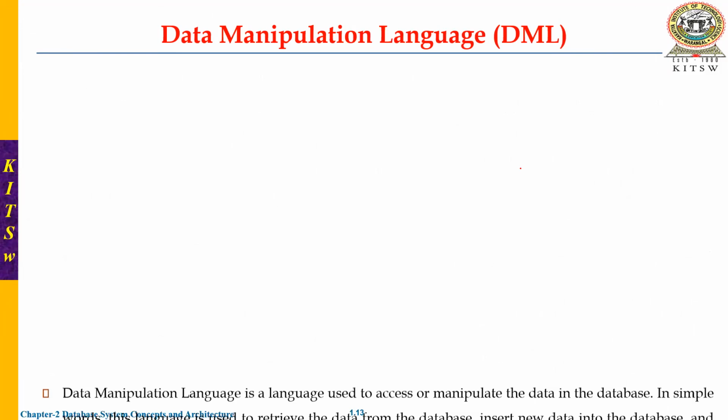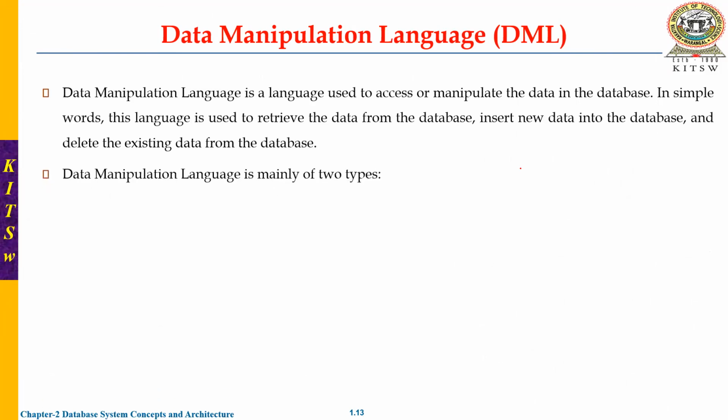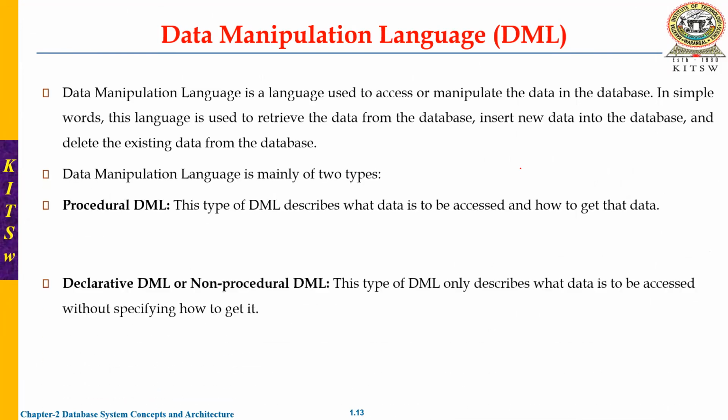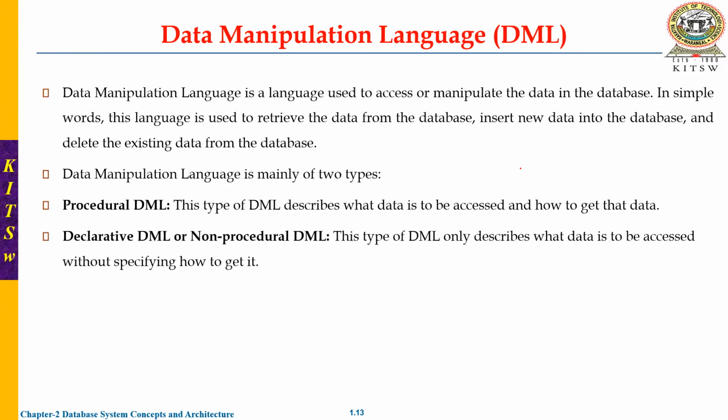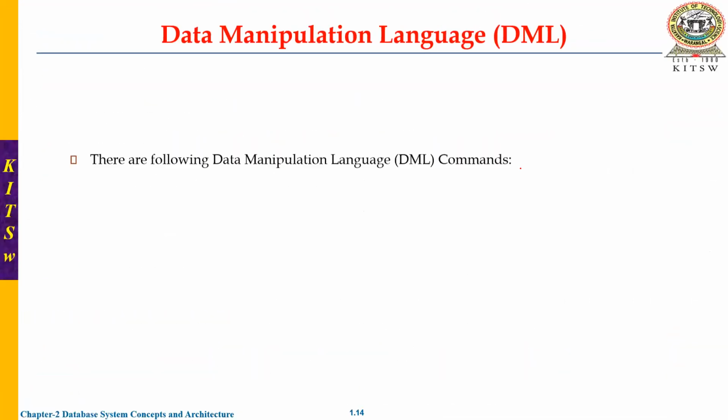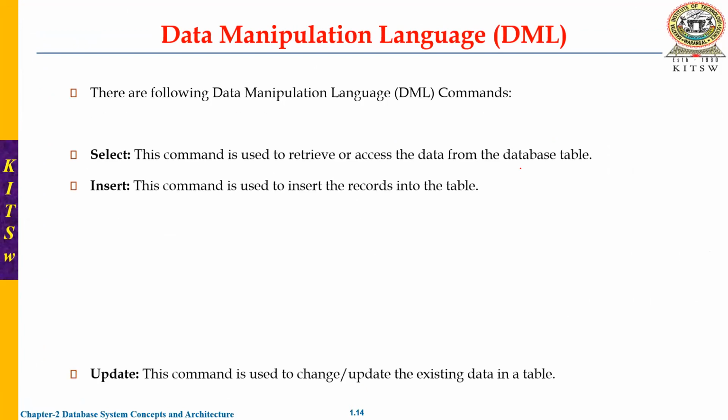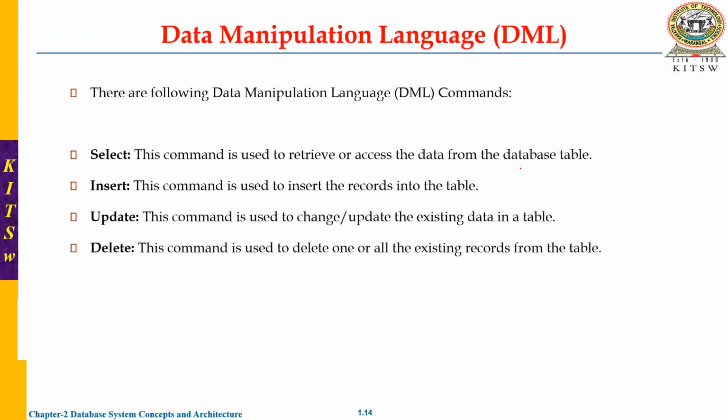Data manipulation language. Data manipulation language is mainly of two types: procedural data manipulation language and declarative data manipulation language. Procedural DML describes what data is to be accessed and how to get the data. The declarative DML, or non-procedural DML, only describes what data is to be accessed without specifying how to get it done. In the data manipulation language, we have select, insert, update, and delete commands.